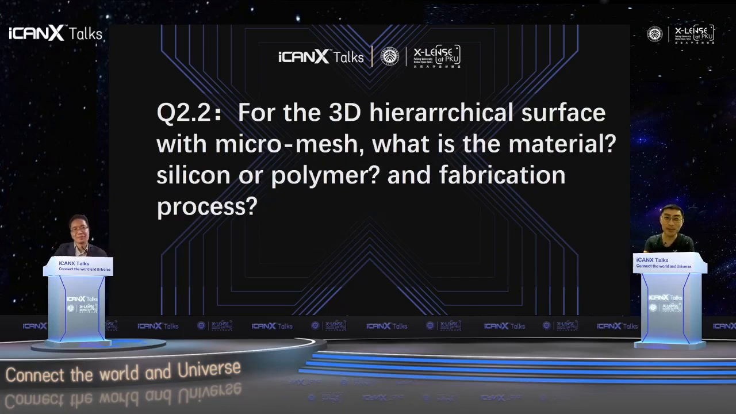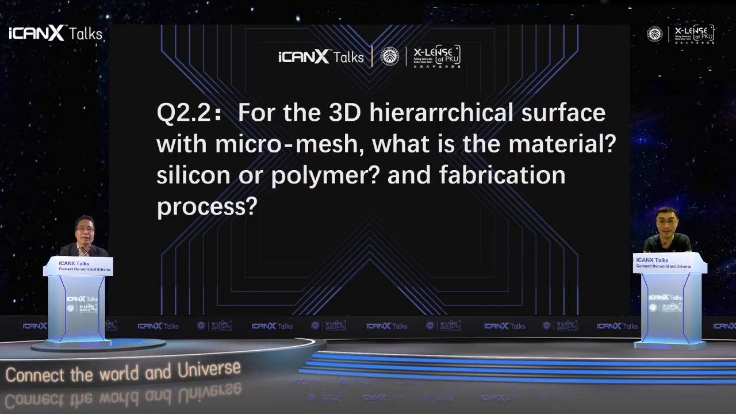So let's move on to the next question, which is also related to fabrication. For the 3D hierarchical surface with micro mesh, what is the material you use to make these structures? Do you use silicon or polymer? And can you quickly comment on the fabrication process?